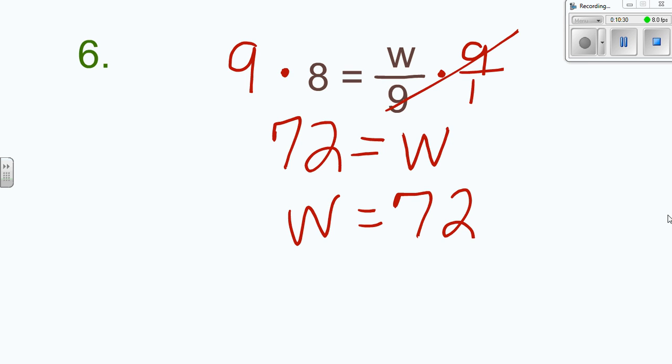The main rule that you have to realize is whatever you do to the left-hand side, you have to do to the right to keep it balanced. And again, you can always double-check your work by taking your answer for your variable and plugging it back into the equation and checking to see if the left-hand side is equal to the right-hand side.